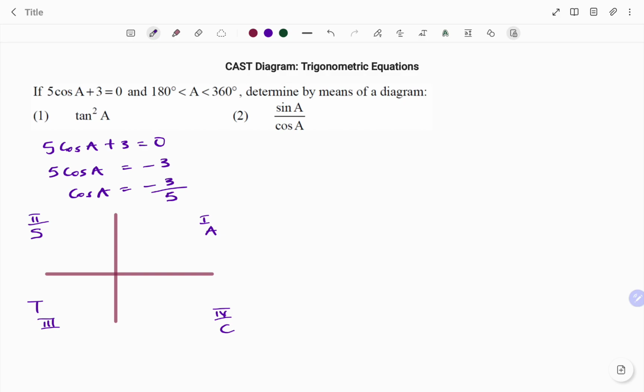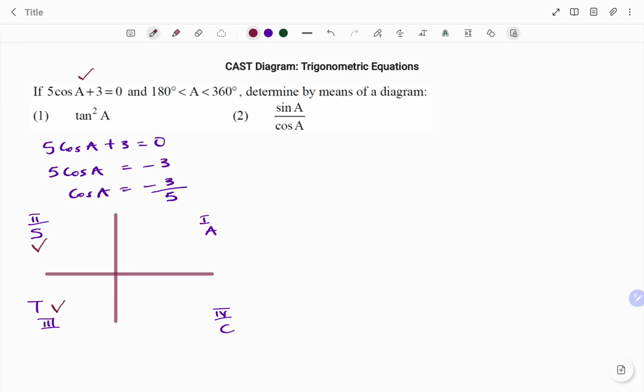Now, to determine where our terminal arm will be, the first condition says cos A equals negative 3 over 5. If you go back to our CAST diagram, we need to figure out where cos is negative. In the first quadrant, cos is positive. In the second quadrant, only sine is positive, so cos is negative in that quadrant. In the third quadrant, only tan is positive, so cos will be negative in that quadrant. In the fourth quadrant, cosine is positive, so we've been able to fulfill the first condition.